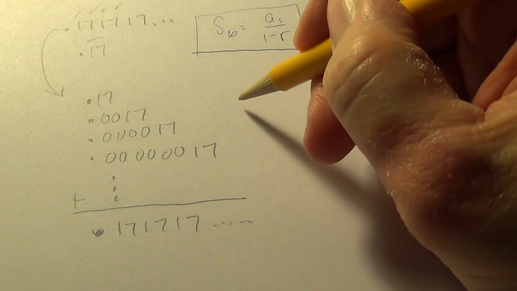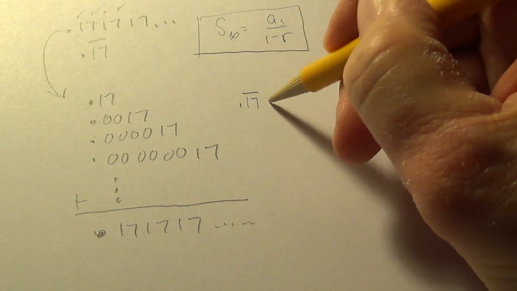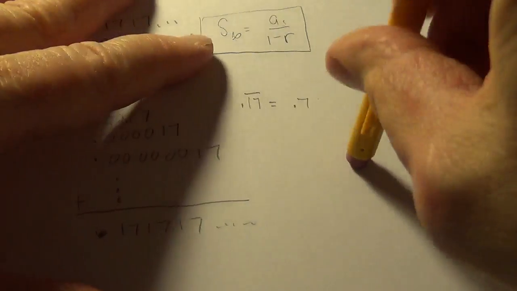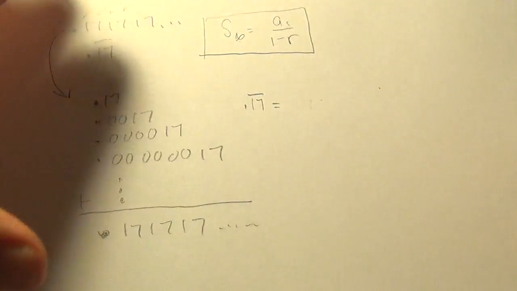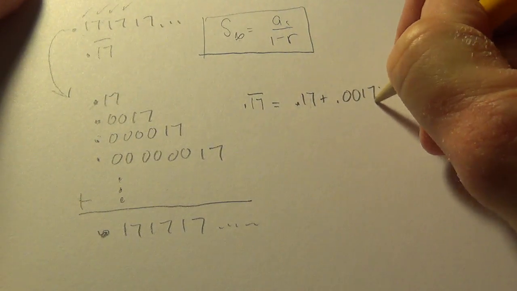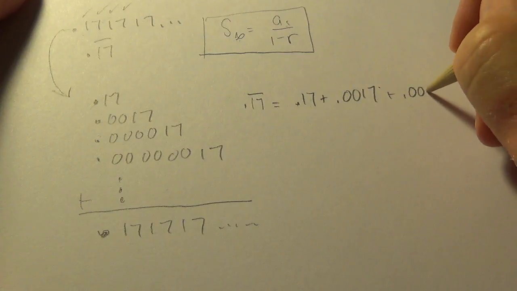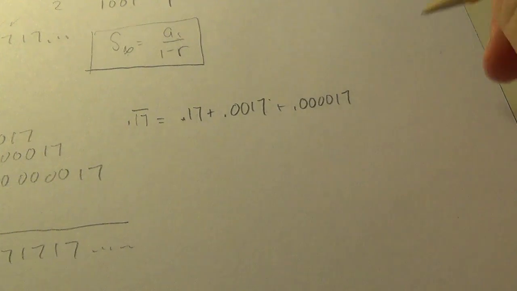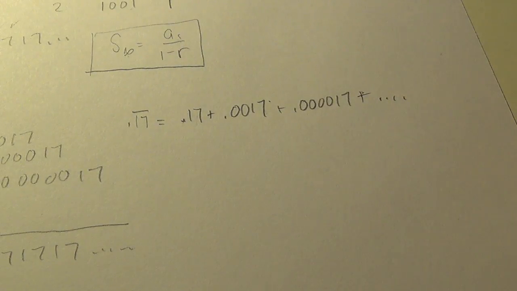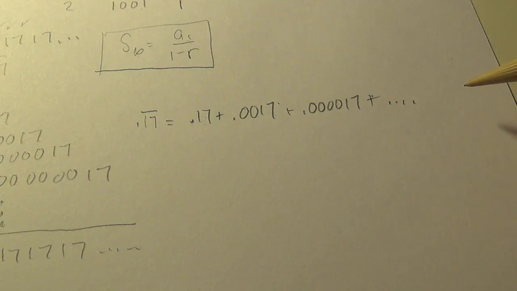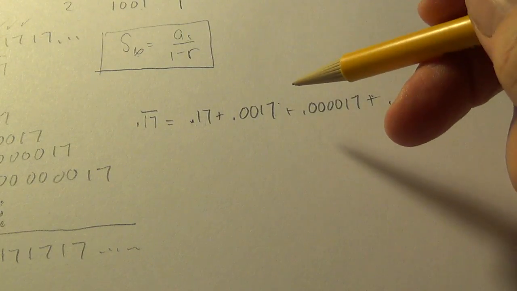Alright, so I'm going to write this instead of vertically, I'm going to write it horizontally. So 0.17 with the bar over it means 0.17 plus 0.0017 plus 0.000017, etc. Alright, so this is an infinite series, and what is r?